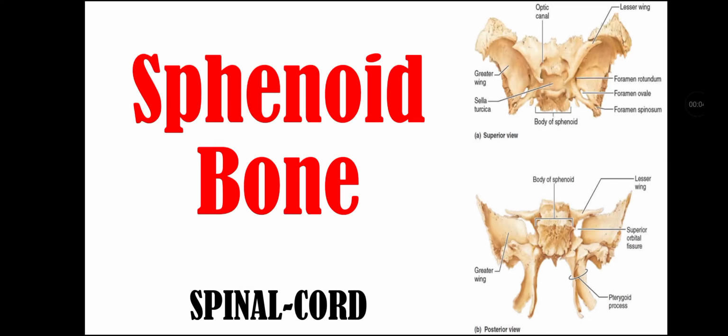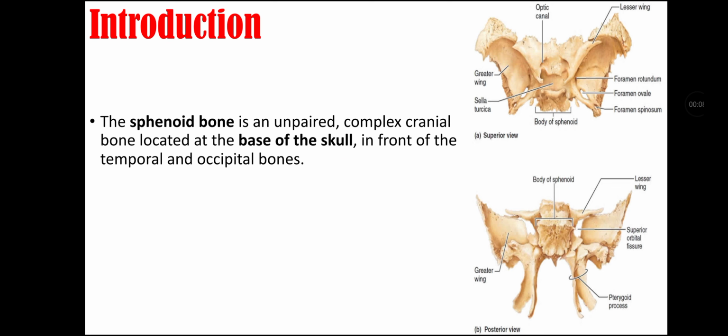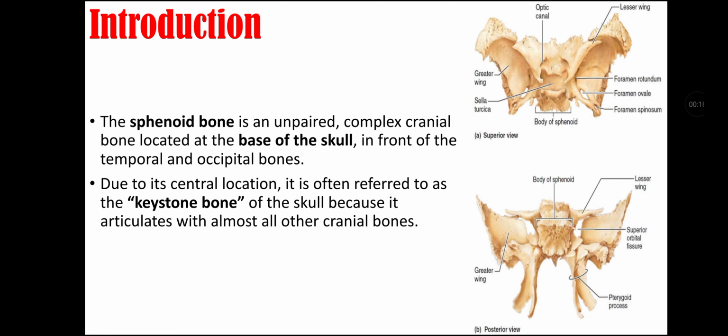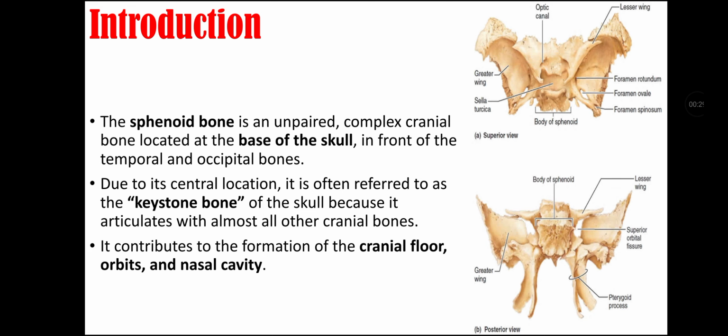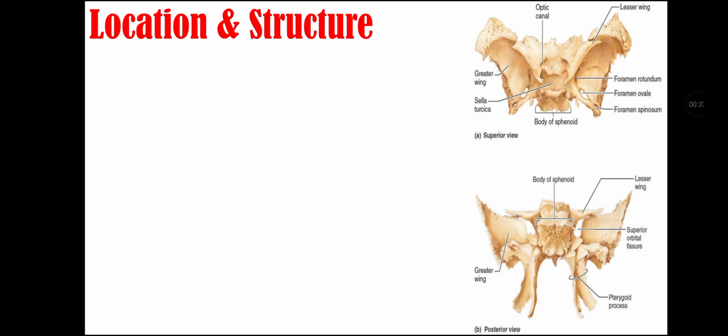Today we are going to talk about sphenoid bone. So let's start our topic with introduction. Sphenoid bone is an unpaired, complex cranial bone located at the base of skull, in front of temporal and occipital bones. Due to its central location, it is often referred to as keystone bone of the skull because it articulates with almost all other cranial bones. It contributes to the formation of cranial floor, orbits, and nasal cavity.